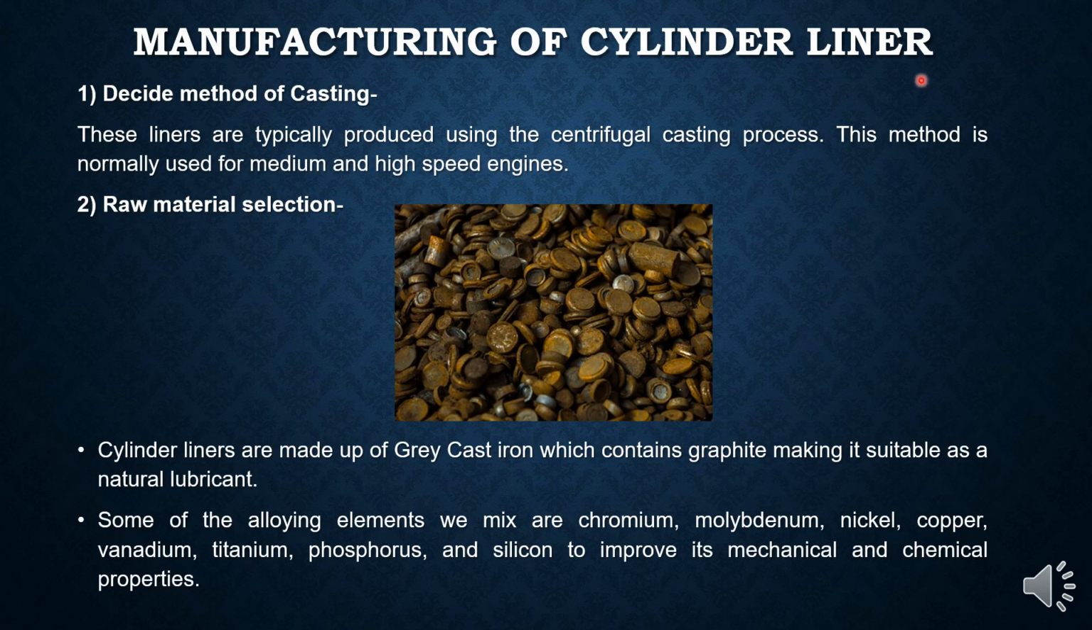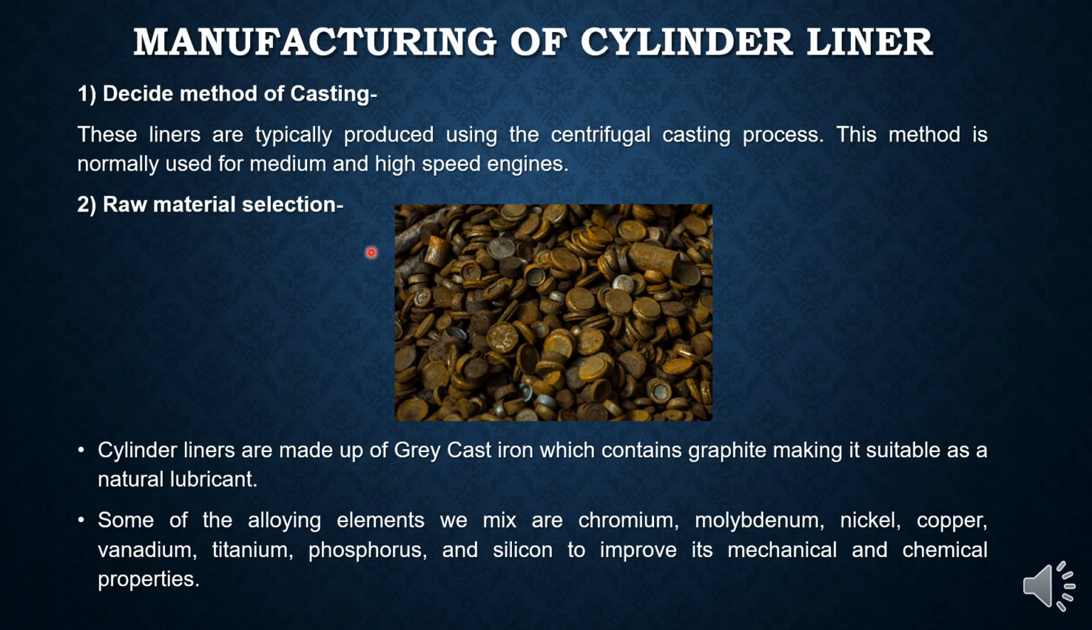So we will start with the manufacturing of cylinder liner stepwise. First step is deciding the method of casting. So these cylinder liners are manufactured by using centrifugal casting process. This method is normally used for medium and high speed engines.